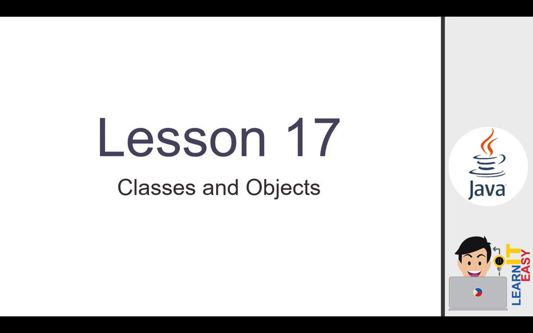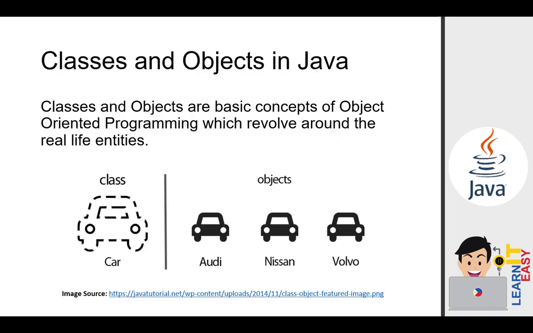In this video, we will talk about Lesson 17, which is classes and objects in Java. So let's get started. So we have here classes and objects in Java. Classes and objects are basic concepts of object-oriented programming which revolve around real-life entities.